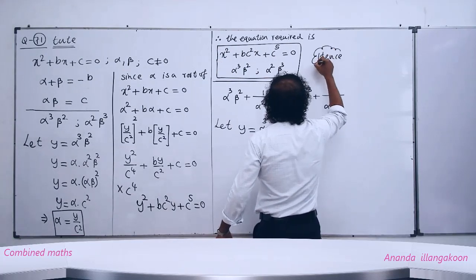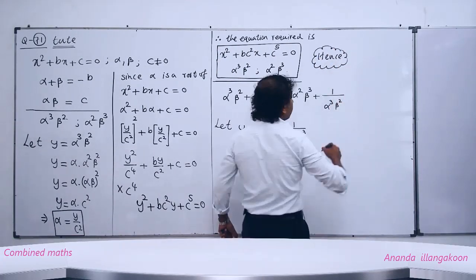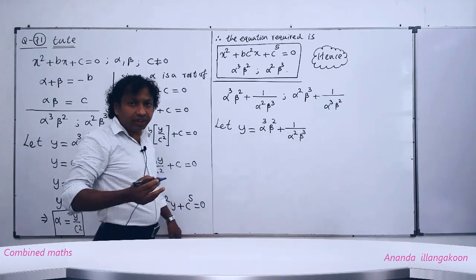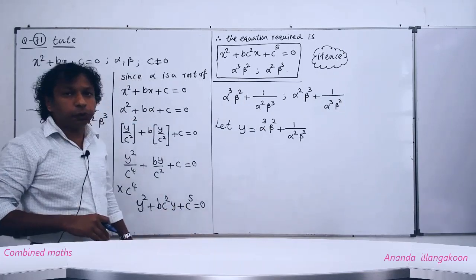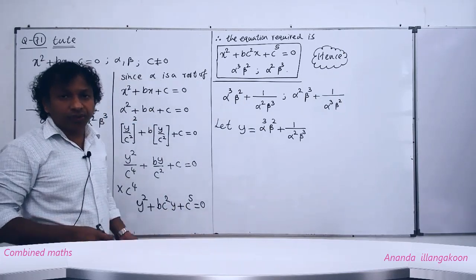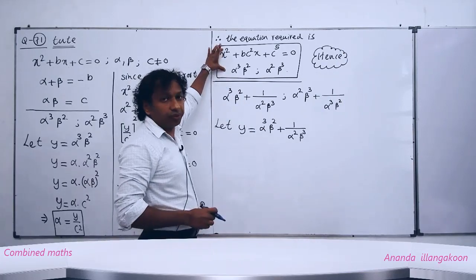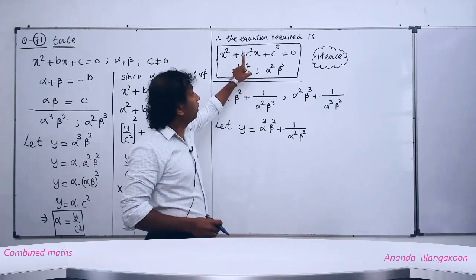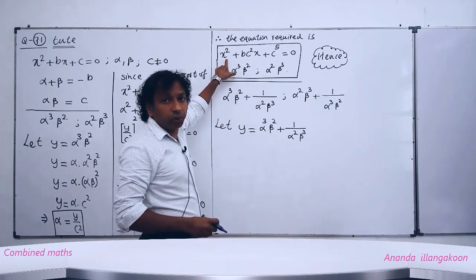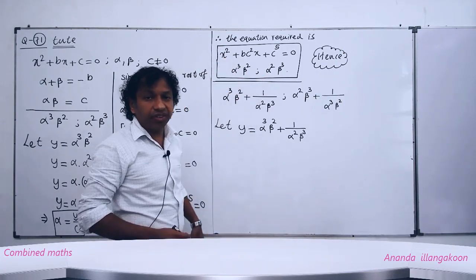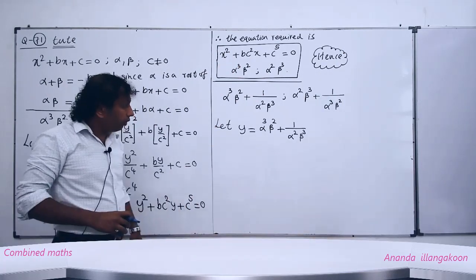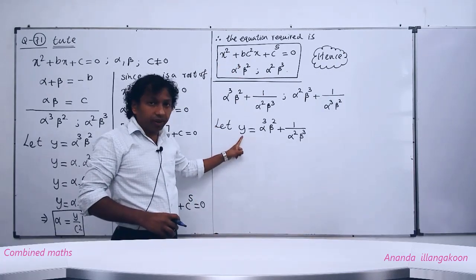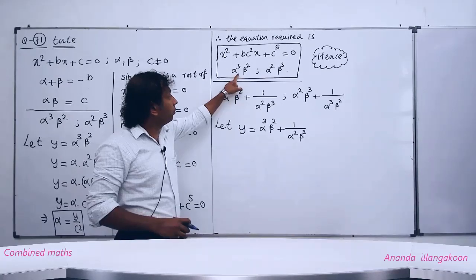People, whenever we have the word hence, definitely we have to use the previous part. The previous part of the question is this: the quadratic equation which has this and this as its roots. That result we have to use to get the next answer. That's the meaning of hence. Then we have to make either this root or this root the subject in terms of y.